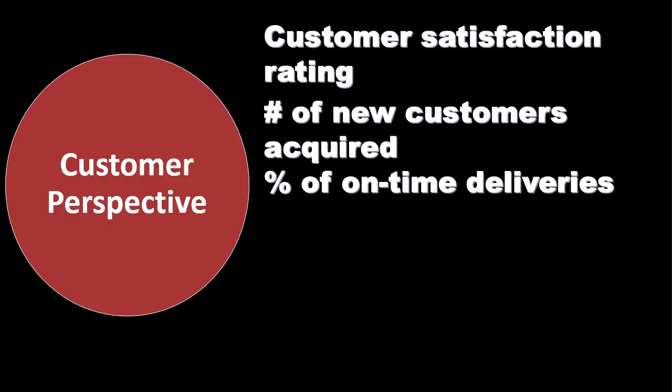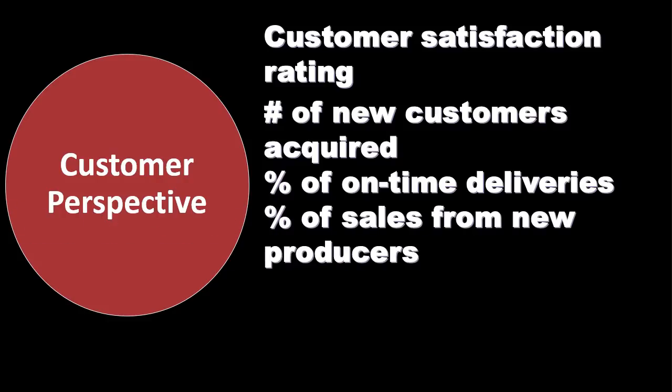Number of new customers acquired. Again, we're trying to quantify it in some way. I mean, how many new customers do we have in this department compared to another? Percent of on-time deliveries. And notice we have to use a percent here because, again, some departments might be bigger or smaller than another department. So we can't just use total on-time deliveries versus non-on-time deliveries, right? We have to use some type of percent in case the departments aren't equal in size.